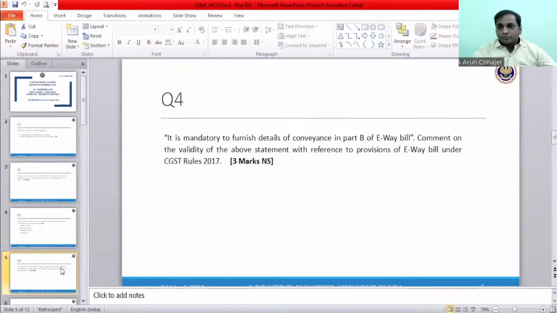Please tell me, is the transporter ID for a registered transporter or an unregistered transporter? Transporter ID, I'm asking. Is the transporter ID for a registered transporter or unregistered transporter? Please give me the answer.